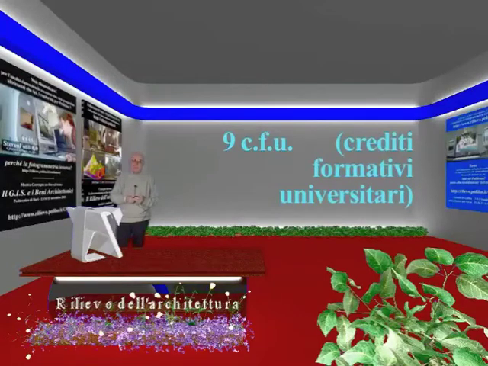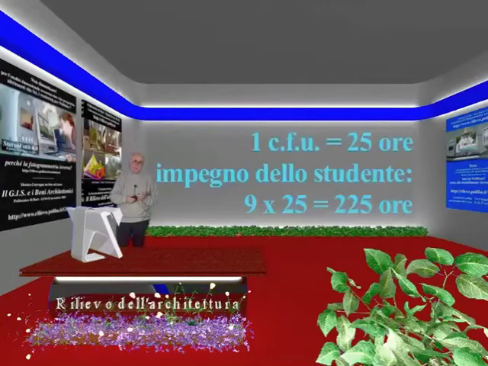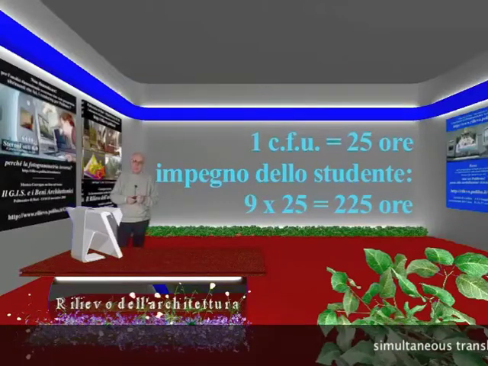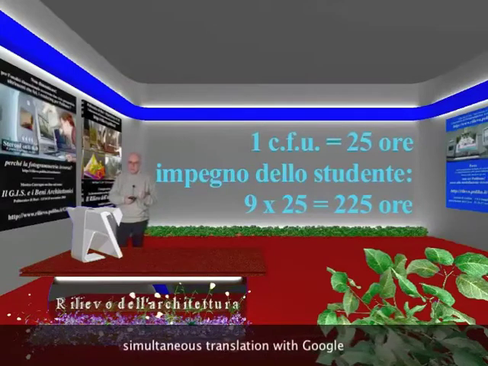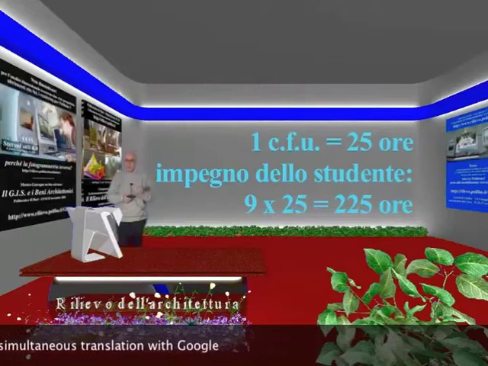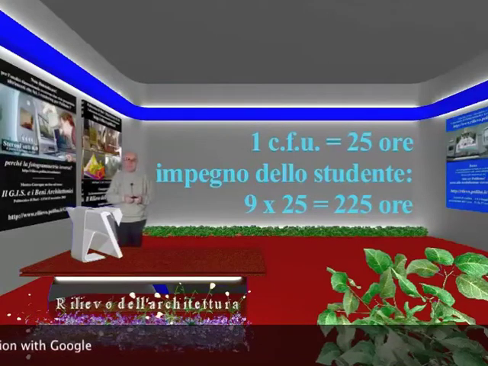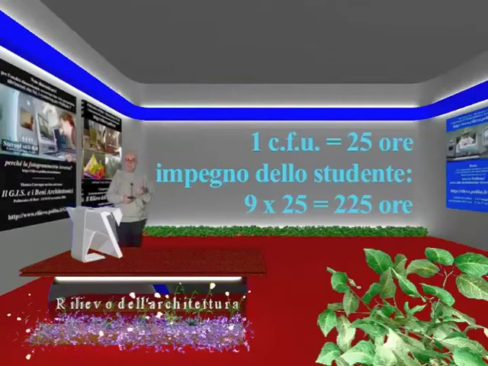As for the credit, I said 9 credits. Basically, this course involves 225 hours of commitment learning by the student. 225 hours because we know very well that every formative credit is 25 hours. For 9 we have 225. Which means that during this period of time the student has to produce something, because the credit points indicate commitment, production, work. Let's see how the course will be structured.